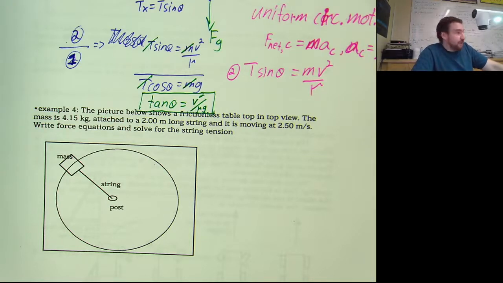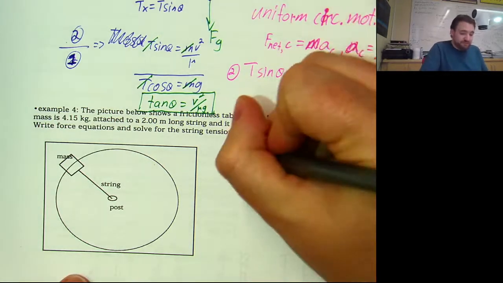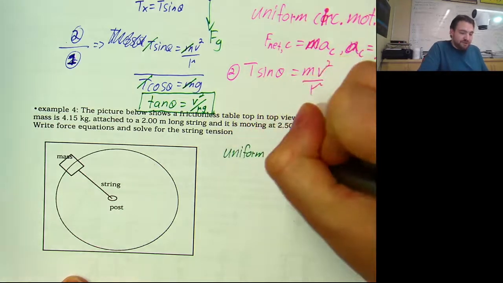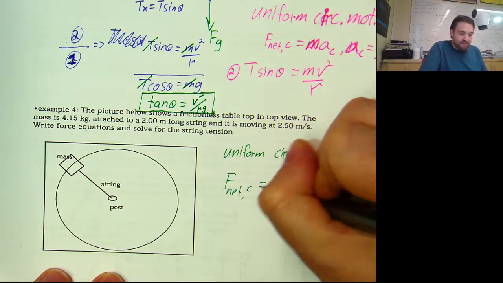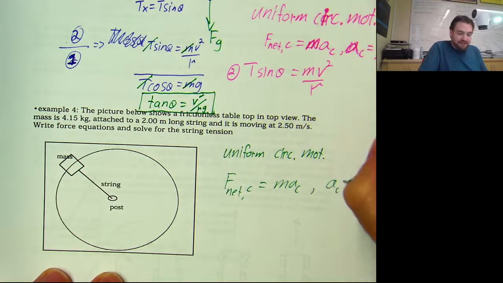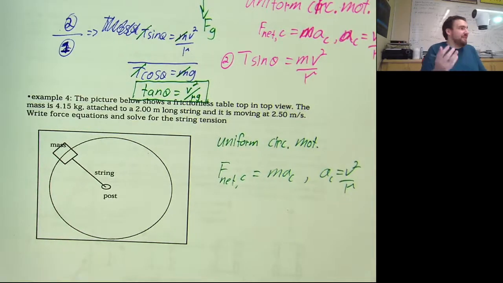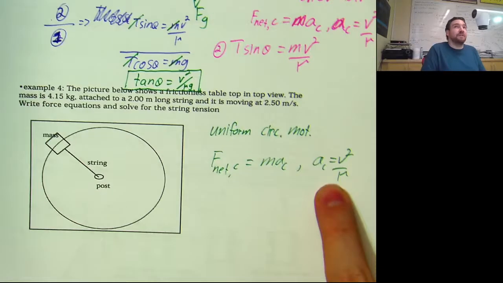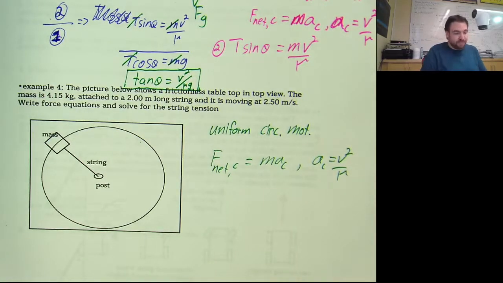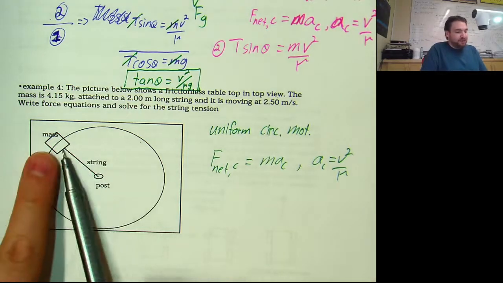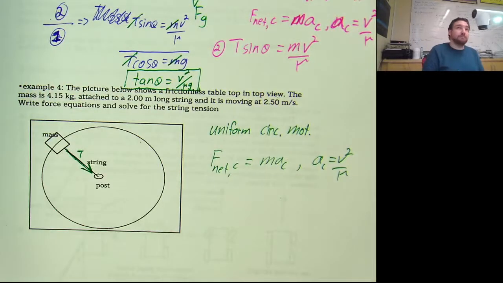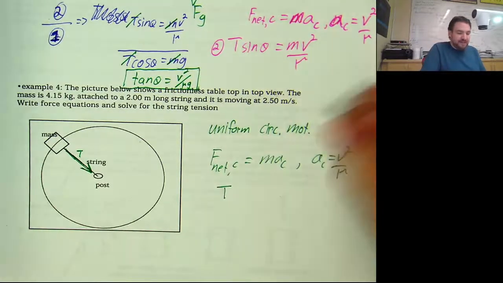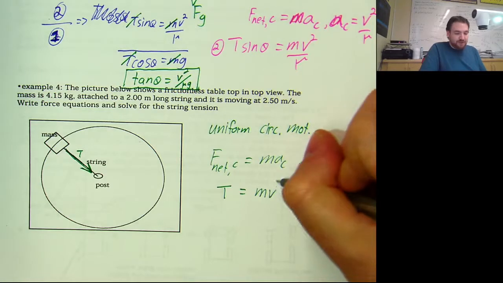So, the picture demonstrates that this object is in circular motion, so that's where we're going to start. Uniform circular motion implies F net C equals m a C, and a C equals v squared over r. Just like dynamics where you started with F net equals ma, but now we've got a different expression for our acceleration. The only force acting on the mass here, pulling it into the center, is this string. So that's going to be our tension. The only force acting in is T, and that's going to equal mv squared over r.